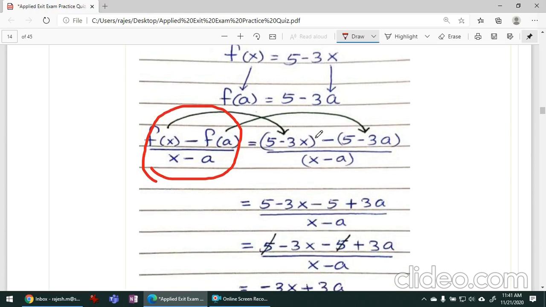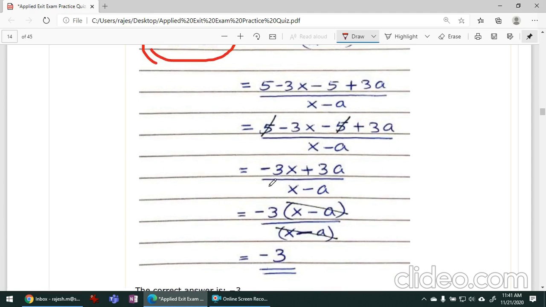Now open the bracket. Here you can simply open the bracket, 5 minus 3x, no change. But then minus into 5 is minus 5. Minus into minus is plus, because minus times minus is plus. Then you have 3a. Minus 5 plus 5 will cancel. So you have minus 3x plus 3a. Now I am taking minus 3 common, minus 3 outside.